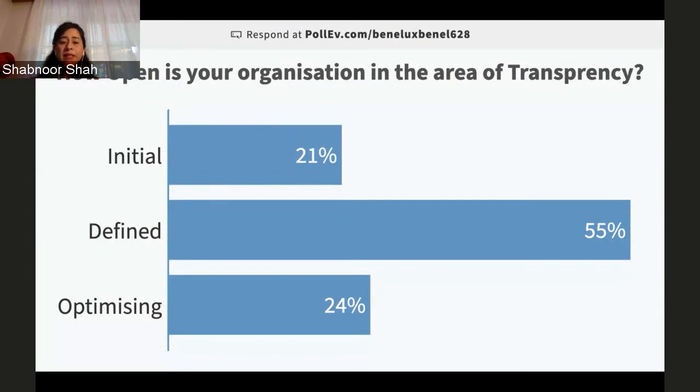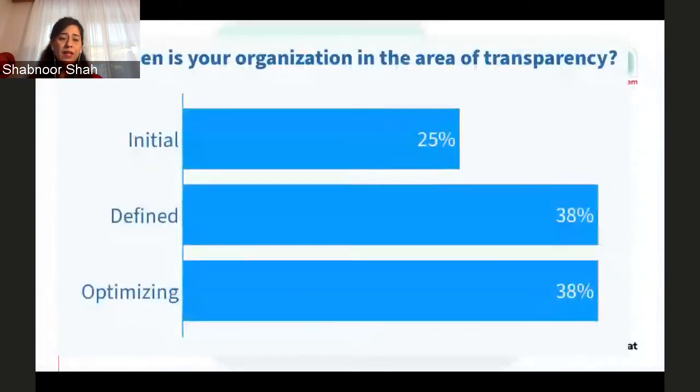Right. And while we are here, let's take a look at the results of a similar poll that we did a few weeks ago and see how different that is. So what you're seeing now are the results from a few weeks ago with a group of people with whom we did the same exercise. And you can find that hovering between defined and optimizing, right? Just a piece of data.